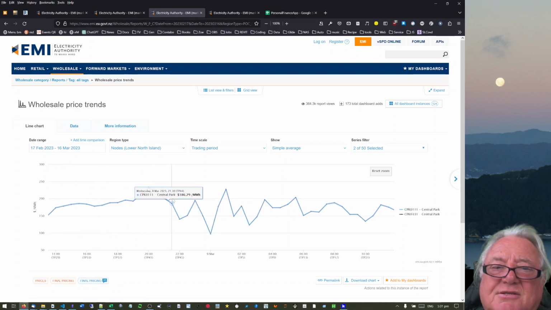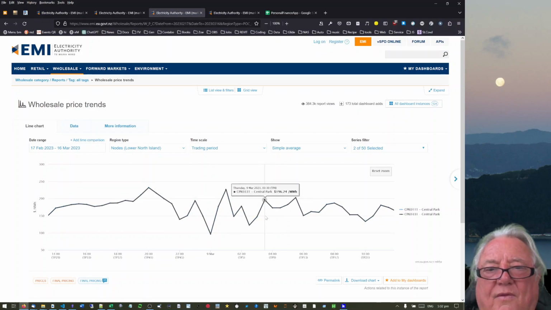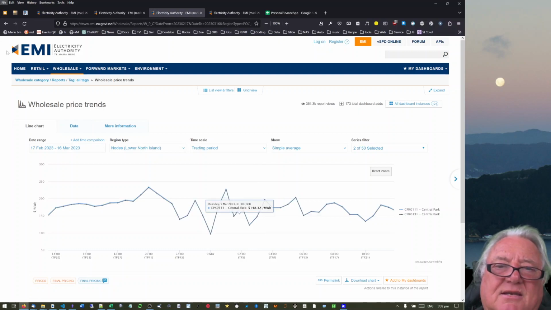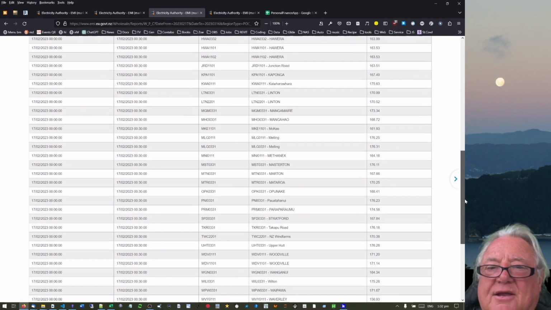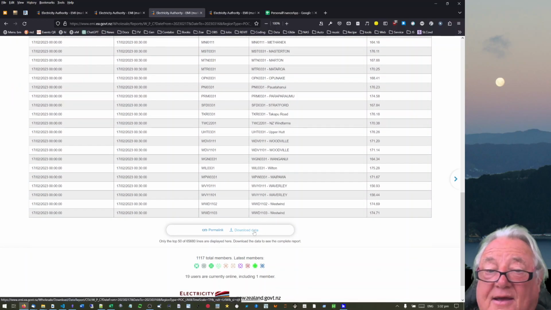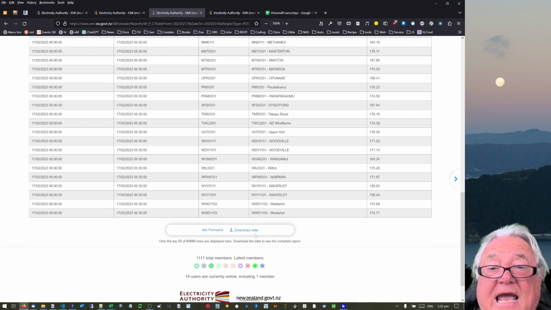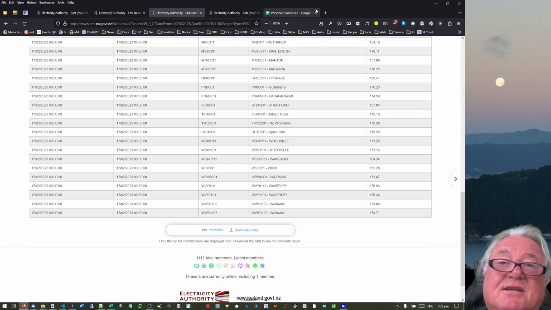The price changes. So how do I know what the average price is at a specific time? I've got to somehow even out that data. Now, I can get this data. This is the line chart. I can go into the data panel, go to the bottom and download the data. Unfortunately, it downloads all 50 sites for a month at half an hour intervals. So there's a massive load of data.